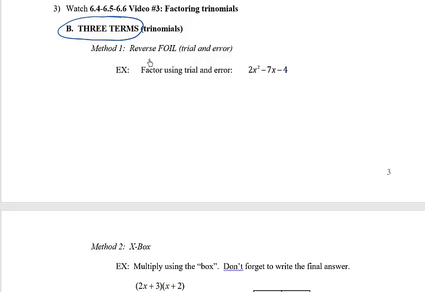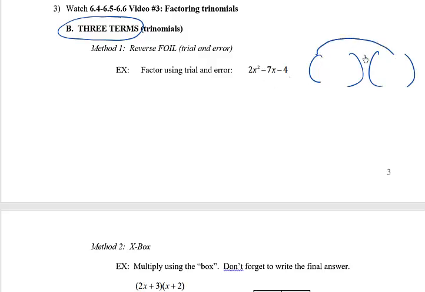The first method is called the reverse FOIL method, otherwise known as good old-fashioned trial and error. And the idea goes like this. When you see a trinomial and somebody wants you to come up with the original multiplication problem, you want your brain to think, I know where this came from. This was somebody's FOIL problem. And somebody went ahead and FOILed it all out, and this is what they came up with. And in fact, I know where these pieces came from.